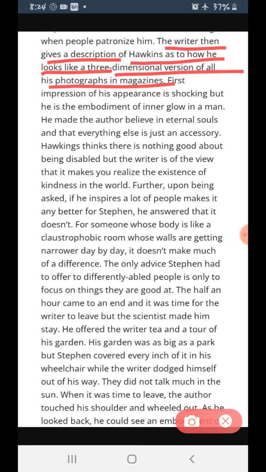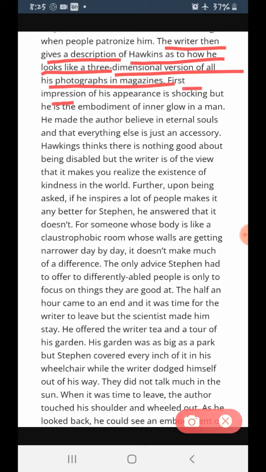Let me clarify. 3D version means when we capture, here we are talking about photographs, when we capture the image in a 3D camera, then it seems to appear as if an original man is standing right before our eyes. This is what is called the three-dimensional version of photographs. It seems like it is completely the person standing in front of us. That means a highly qualified camera. Good? So he told that whenever he had seen his photograph in a magazine, he felt like Stephen Hawking is right in front of him.